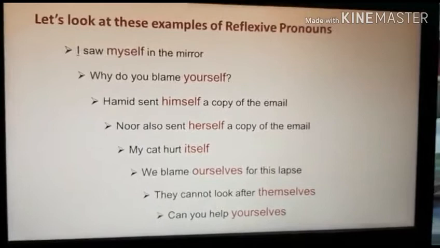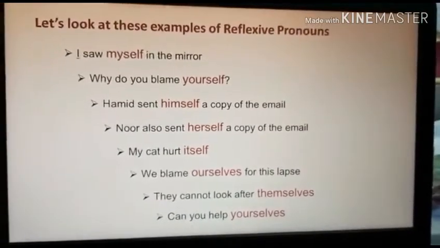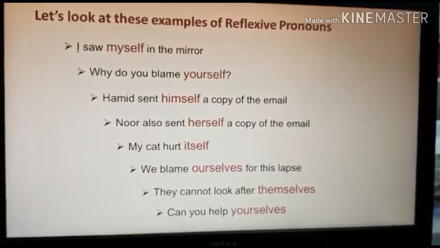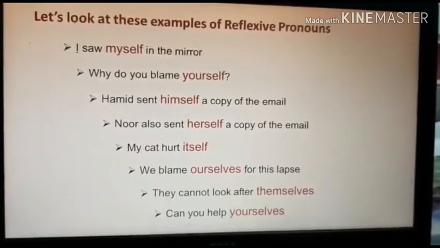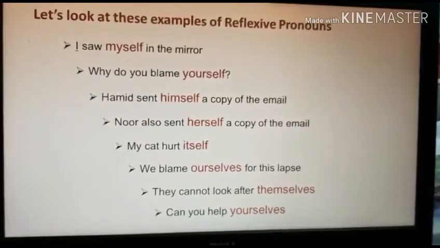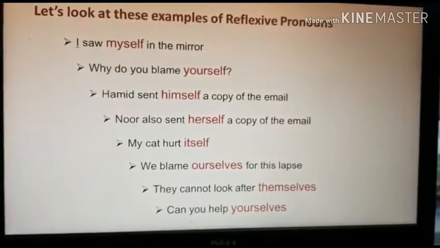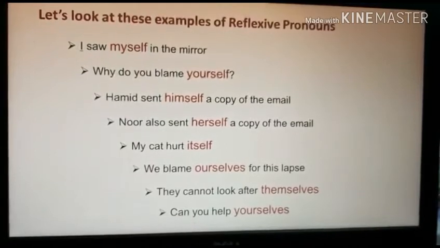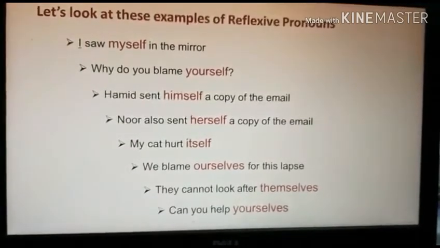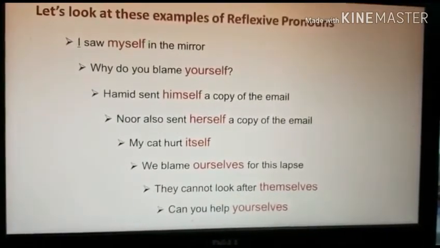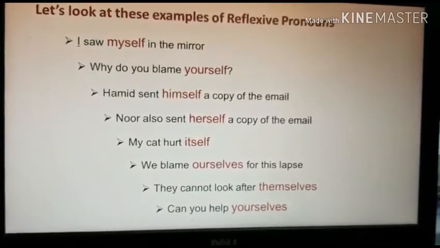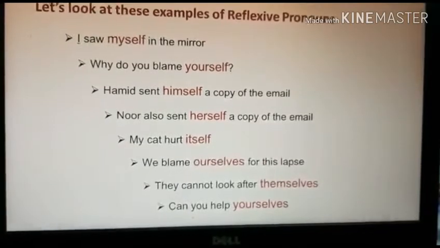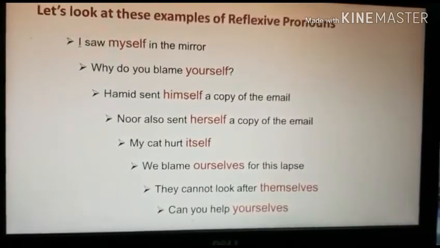For example, the first sentence, I saw myself in the mirror. You can see myself used as a reflexive pronoun. Why do you blame yourself? It is a singular reflexive pronoun, yourself. And we already said that in the singular form, we add self to the pronoun. Hamid sent himself a copy of the email. Himself is the reflexive pronoun.